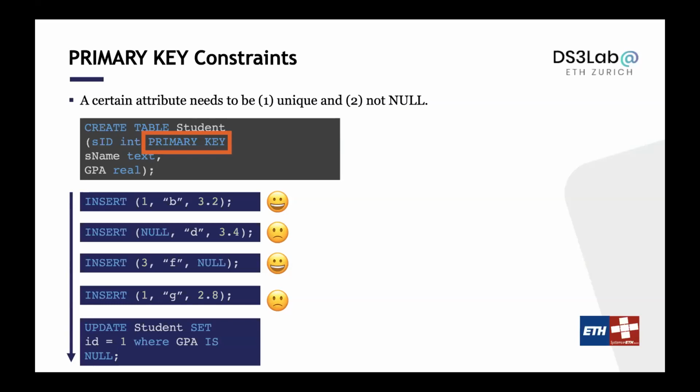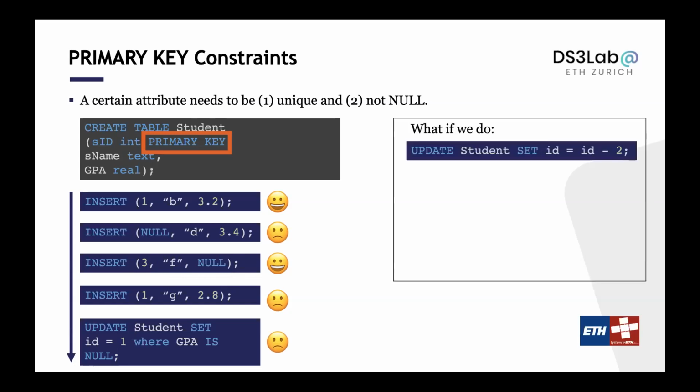Okay, so in this case, what you are trying to do is update this tuple and set ID equals to 1, right? If you do it, you are going to violate the primary key constraint, because then you are going to have a new tuple whose SID is 1. That's not unique anymore, right? So the database will actually throw an error for you. So it got a little bit more interesting.